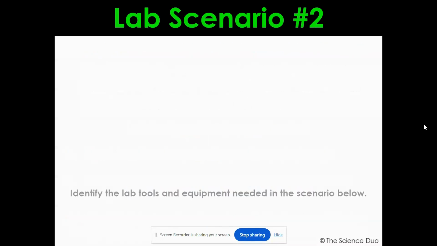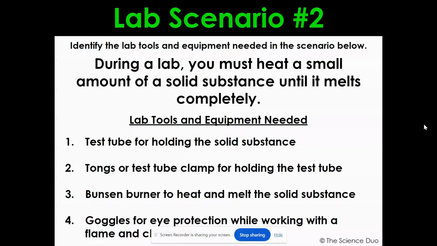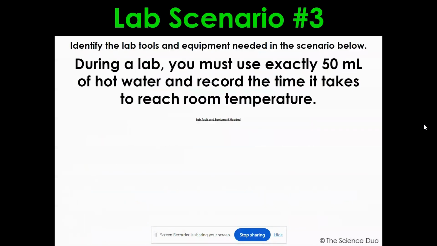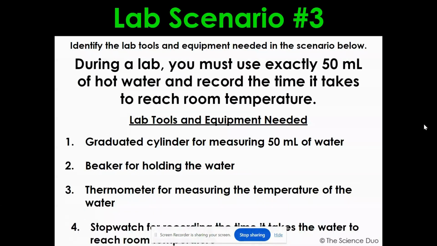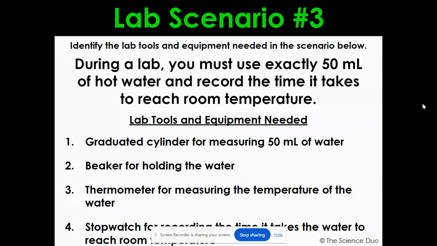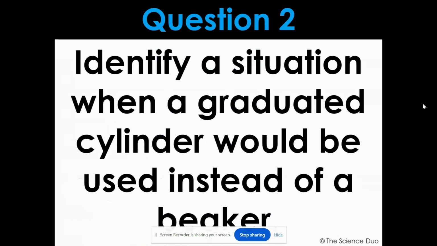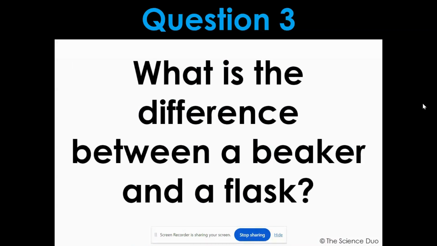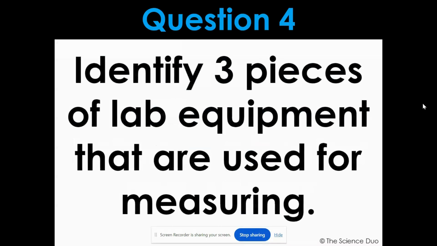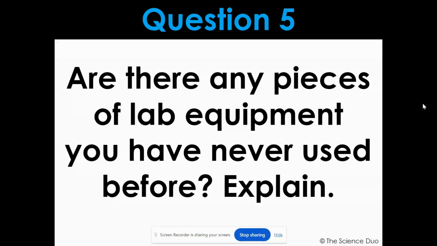Lab scenarios to help you with these are found in this particular presentation as well. If you would like to take a look at those, the answers are with it as well. There are checkpoint questions to help you with that, and you can find the answers throughout this presentation.